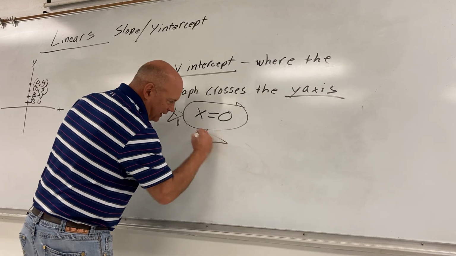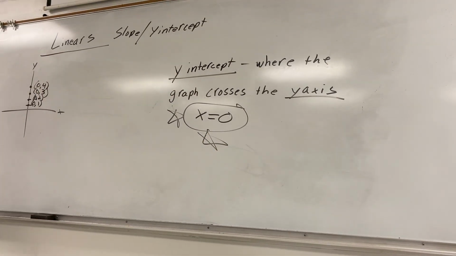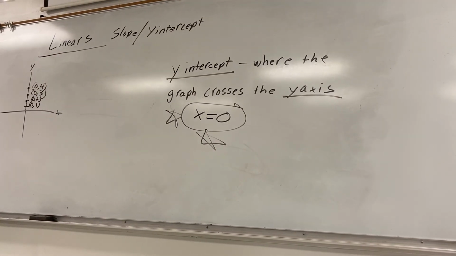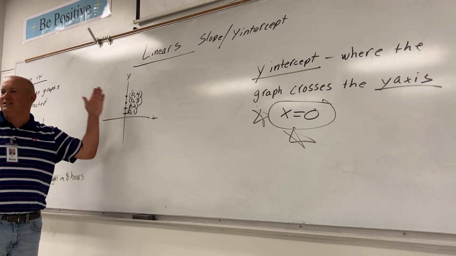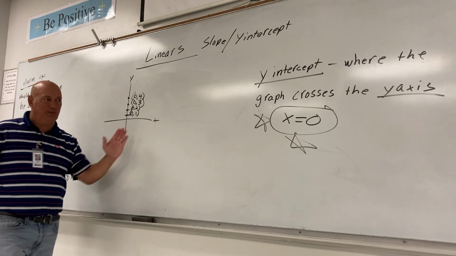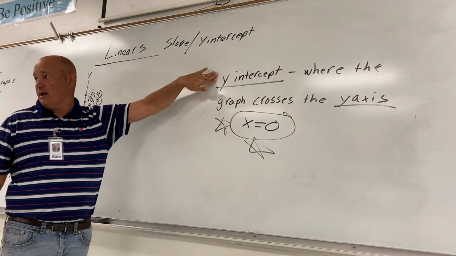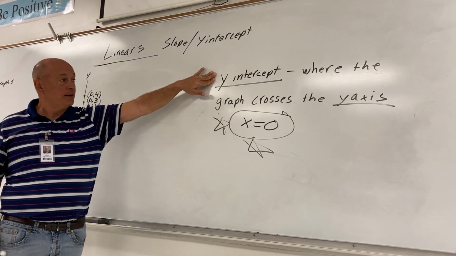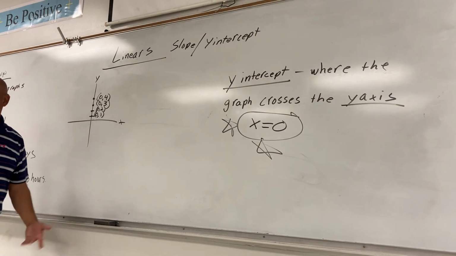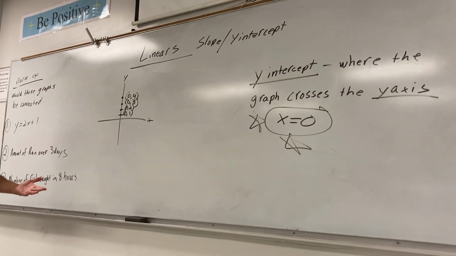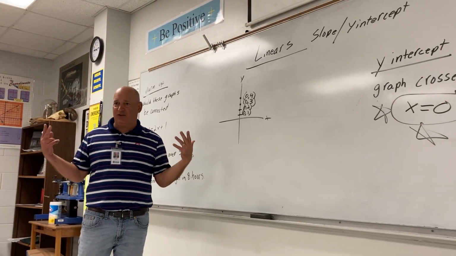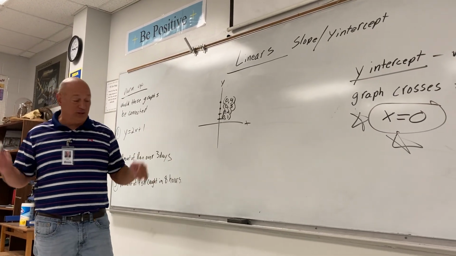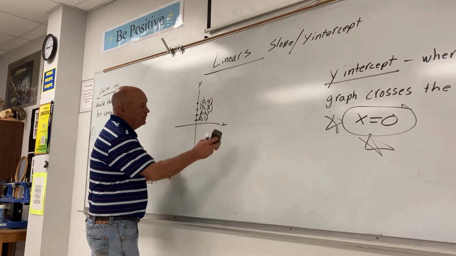Put stars by that. So when I see a 0 in the x column, I instantly know that point is sitting on the y-axis, which makes it the y-intercept. Are you with me? All right, so today they're going to give us some different forms. They're going to give us graphs, tables, points, and we have to determine what the slope is and what the y-intercept is, no matter what they give you.